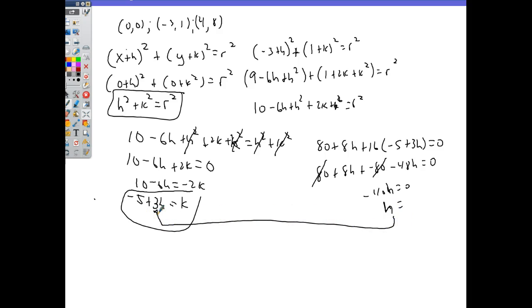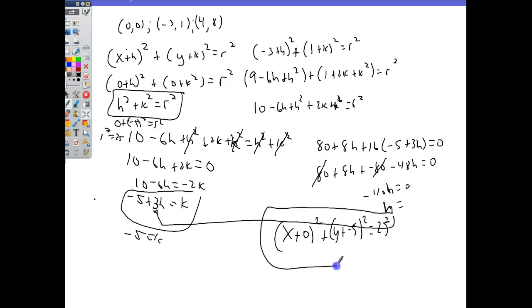Once I have that, I plug it in here. What's k? K is negative 5. And once I have those two, plug it in here. And I get 0 squared plus negative 5 squared equals r squared. So r squared equals 25. So my final formula is going to look like x minus 0 squared plus y, that should be plus, sorry, y plus negative 5 squared equals 25. And I'm good to go.